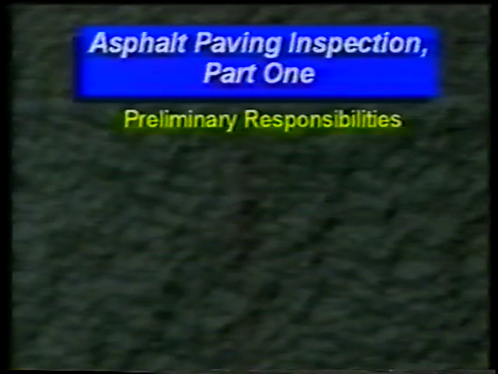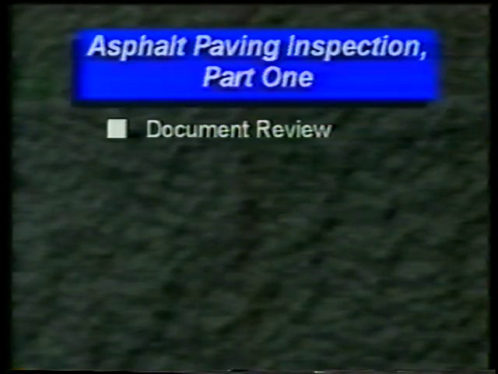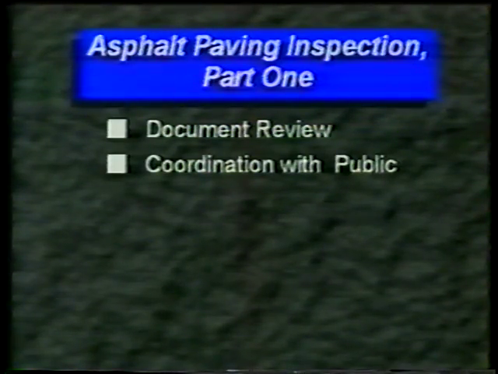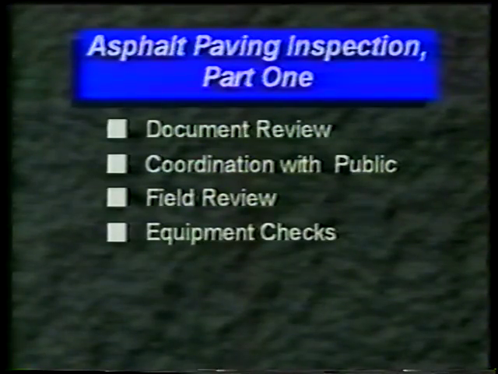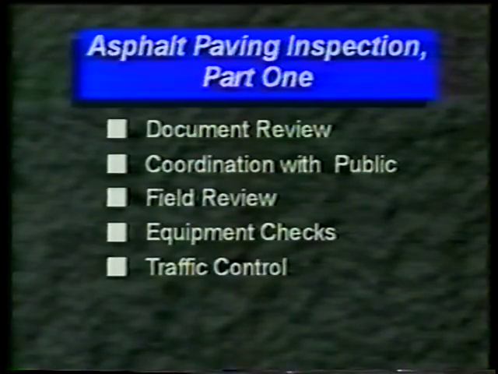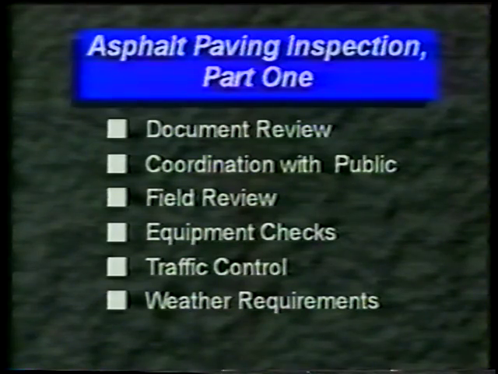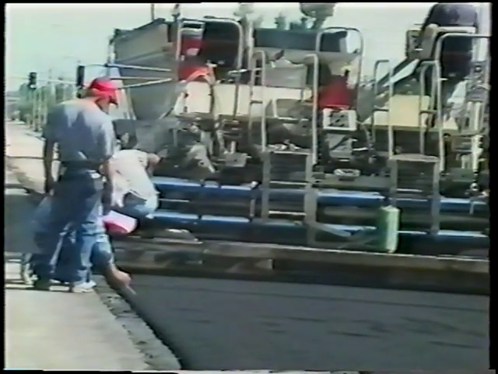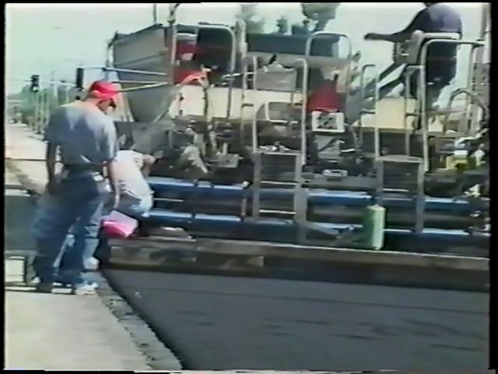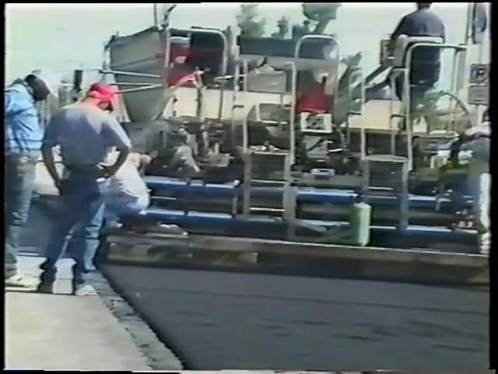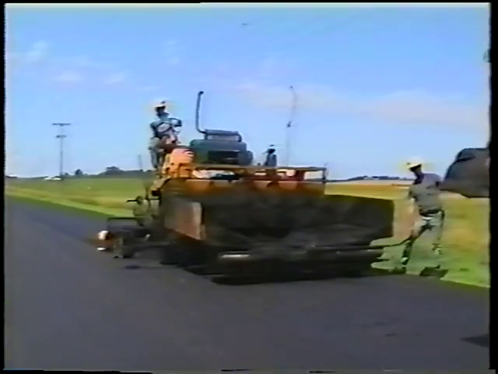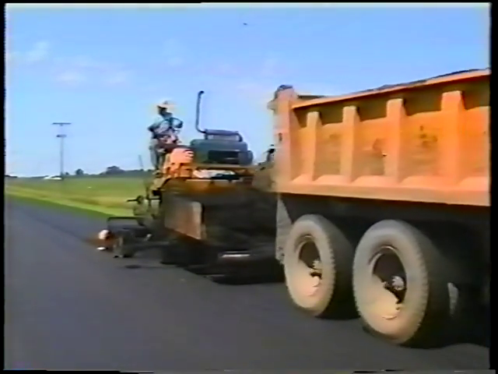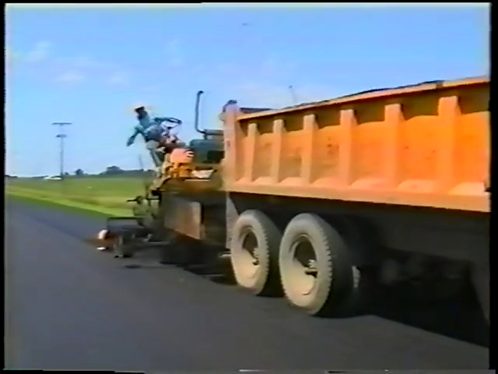Here in part 1, we'll look at your responsibilities before paving begins: document review, coordination with the public, field review, equipment checks, traffic control, and weather requirements. Then, we'll look at inspecting the Tack Coat application. Part 2 covers the paving operation itself. And Part 3 shows some of the problems that can occur with mixed quality, laydown operations, and rolling.